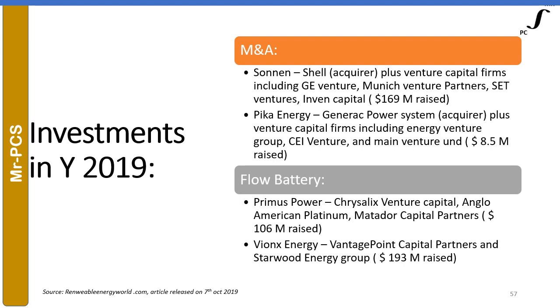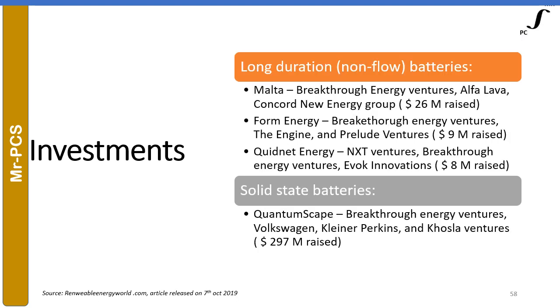Vinox Energy is formed with the investment from Vantage Point Capital and Starwood Energy Group. There is $193 million. Long duration non flow battery company Malta Energy is formed with the investment from Breakthrough Energy Venture, Alpha Lava, Concord New Energy Group. They invested $26 million. Form Energy in same category is formed with the investment from Breakthrough Energy, The Engine, and Prelude Venture. There is $9 million. Cudent Energy is formed with the investment from NXT Venture, Breakthrough Energy Venture, and Evoke Innovations.